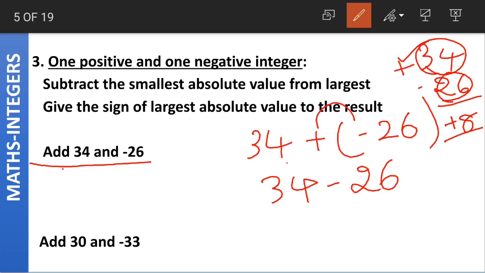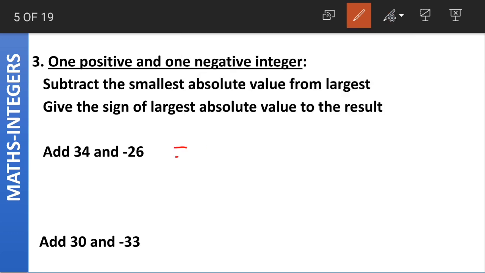34 plus of minus 26, plus into minus becomes minus, and when we subtract 26 from 34, we get 8 as the answer. As 34 is the larger number and it is a positive integer, we put the positive sign in front of the answer. Understood class? We put the positive sign in front of the answer. 34 minus 26 gives us plus 8.